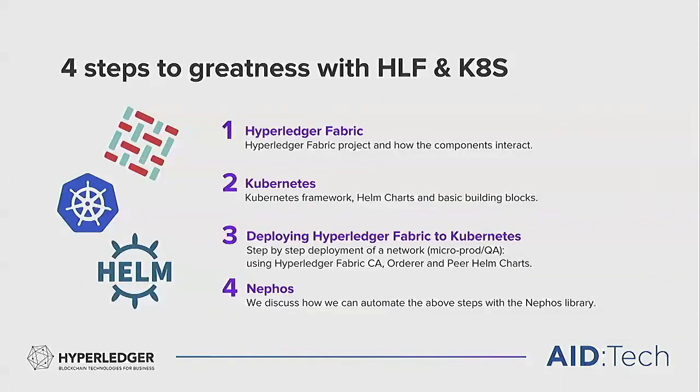And this presentation will have 4 steps. We'll talk about Hyperledger Fabric. A lot of you will know about it because you're at the Fabric meetup. And we'll talk about Kubernetes, which is where we deploy our networks. And we'll talk about how deploying Hyperledger Fabric to Kubernetes works. And we'll show you why it's actually difficult. And finally, we'll show you a demo of how Nephos works and how it makes that hopefully easy.